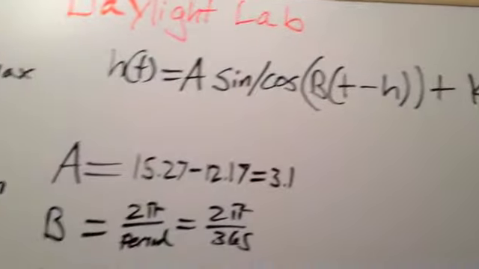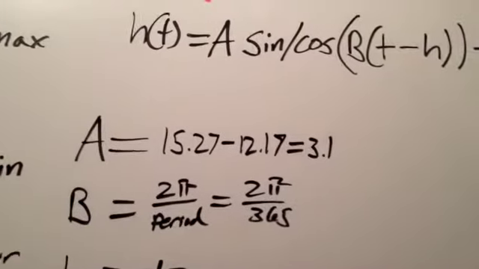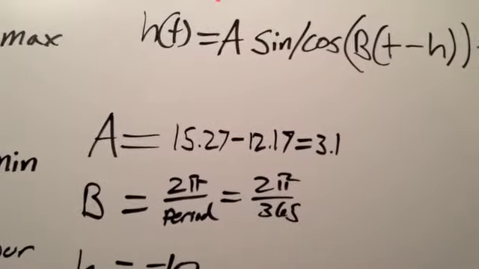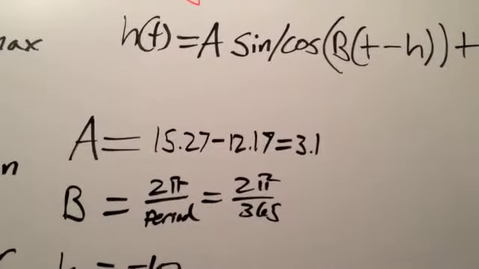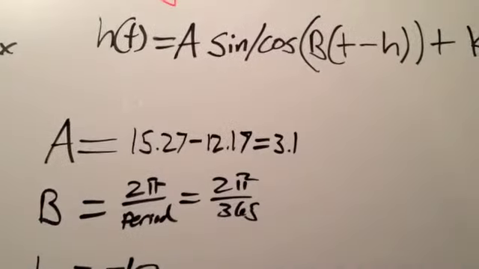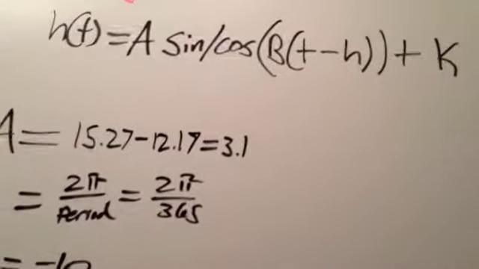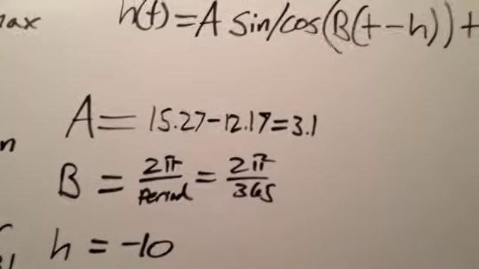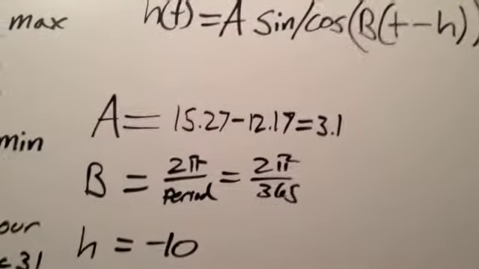So now we're going to find the a value, which is found by doing the maximum minus the midline, and that equals 3.1. And that is the amplitude, which is the maximum amount of variation from the midline to the max as well as the minimum.